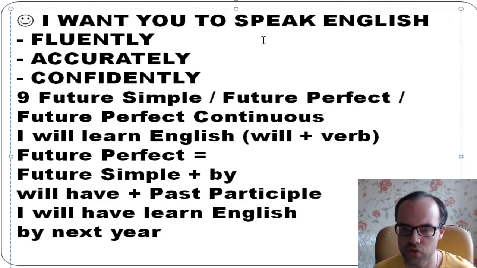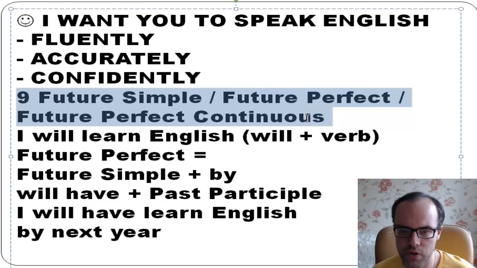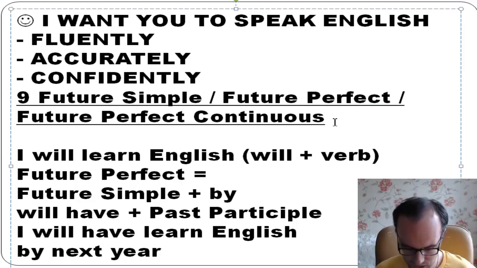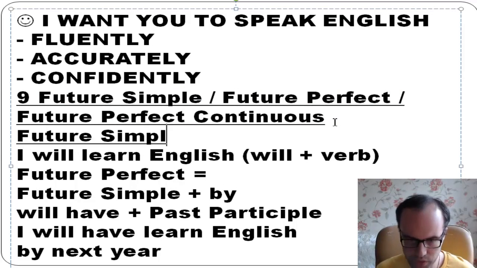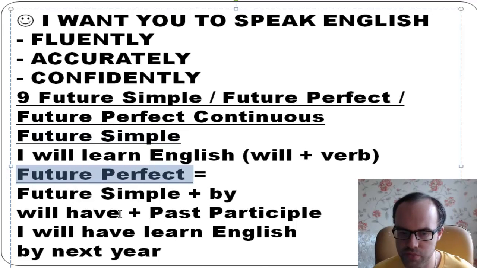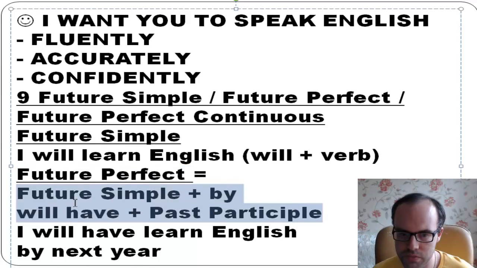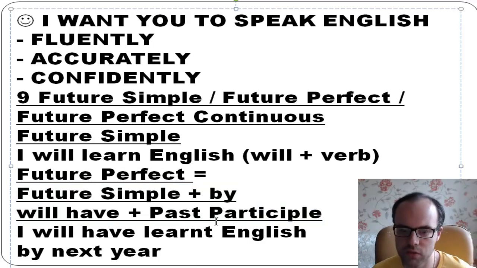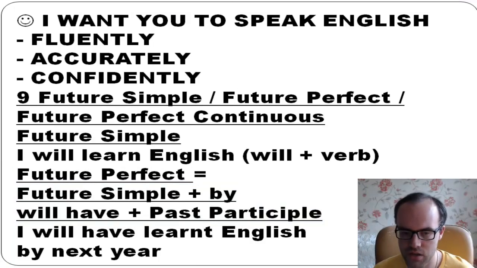Yeah, you see, but I want you to speak English fluently, accurately, and confidently. So future simple, future perfect, and future perfect continuous. Okay, so future simple. You know how we form it? Future simple: will plus verb. I will learn English. So what is future perfect? It's future simple plus by. Will have plus past participle. So you see, I will have learned English by next year. So not later than next year.